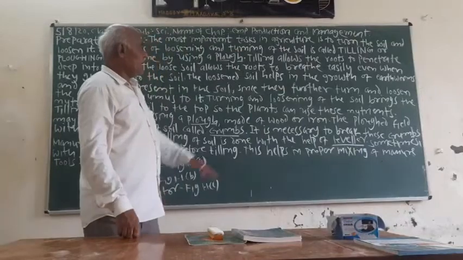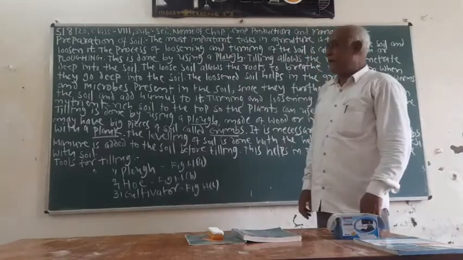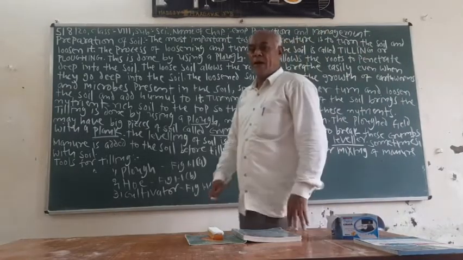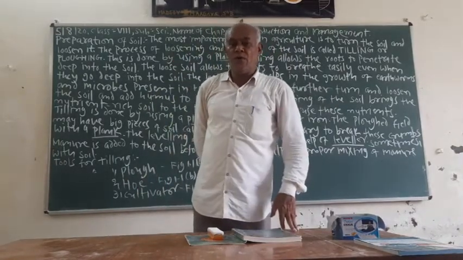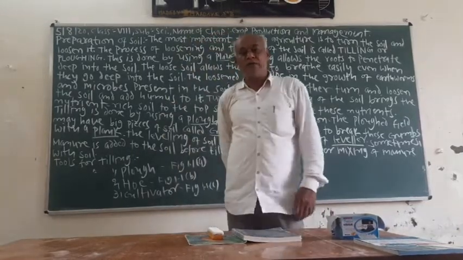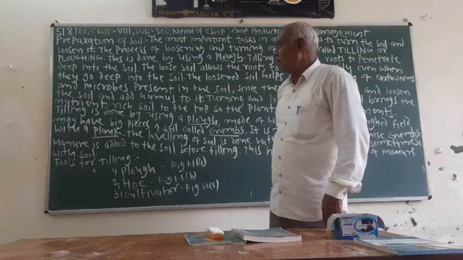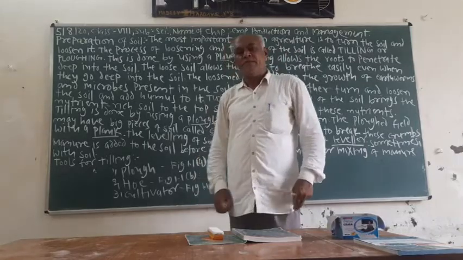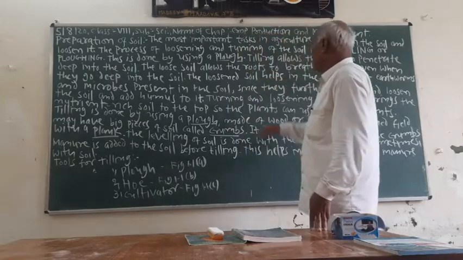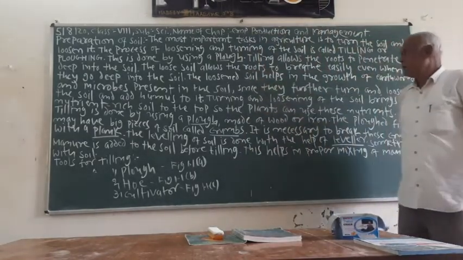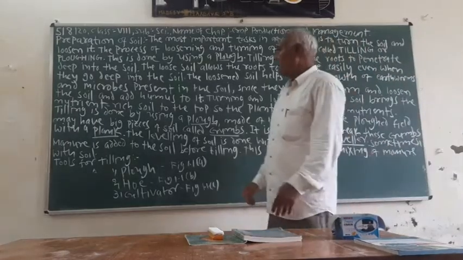Tilling allows the roots to penetrate deep into the soil. The roots of the plant can go deep into the soil if we plow the soil, because the plowed soil is loosened soil, so roots can easily grow deep into the soil. This is the first advantage of tilling. So tilling allows the roots to penetrate deep into the soil.